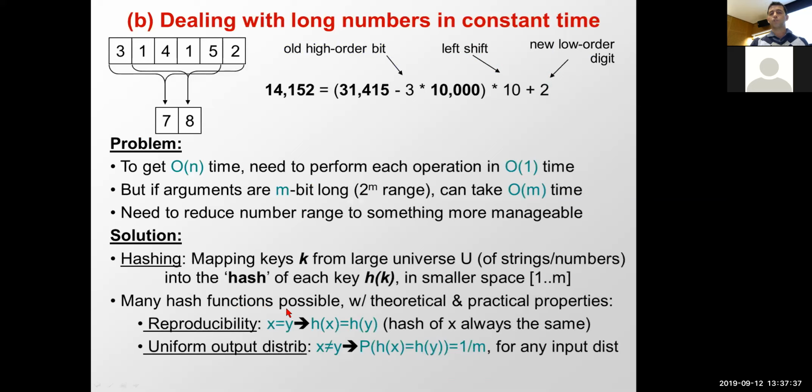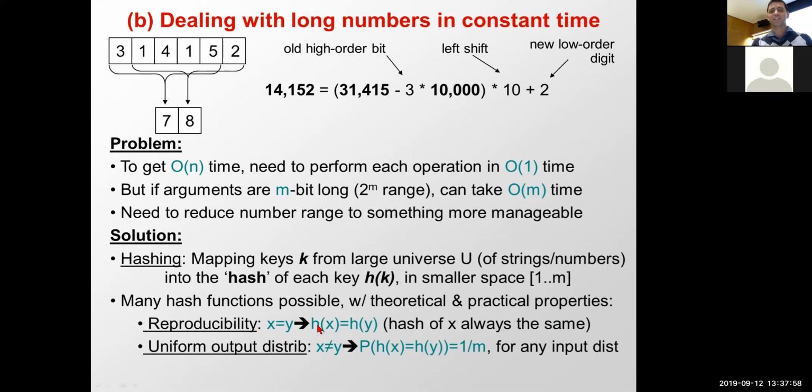And there's many hash functions that are possible, and these have both theoretical and practical properties. The first thing we want is that if I compute the hash of x, and x is equal to y, and I compute that hash again, I get the same hash, okay? Some people forget that, so they're like, ooh, I'm just gonna pick a random number and make it smaller. Like, no, you have to pick exactly the same number each time.